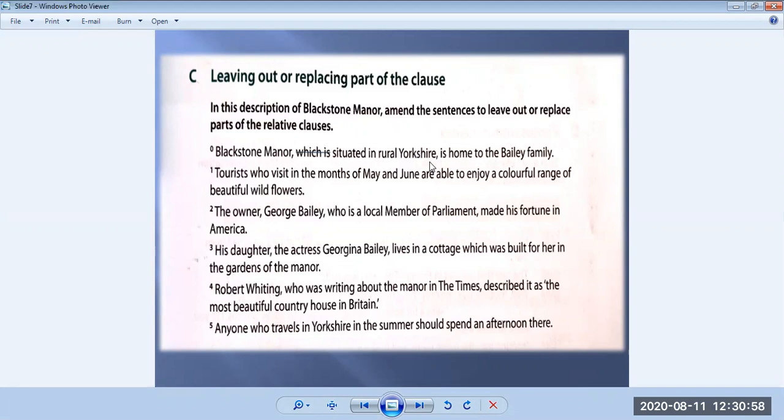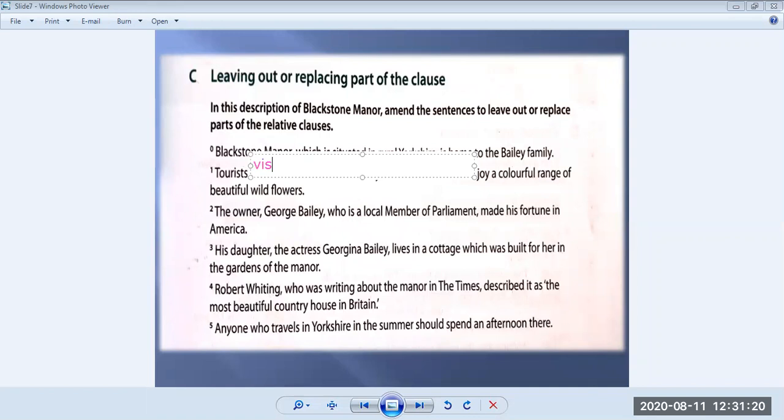Okay, so now next one. Tourists who visit in the months of May and June are able to enjoy a colorful range of beautiful wildflowers. So here, what we're going to do, we can amend it like this. Instead of that, we're going to cross out the "who visit." Instead, tourists visiting. Tourists visiting in the months of May and June are able to enjoy a colorful range of beautiful wildflowers.